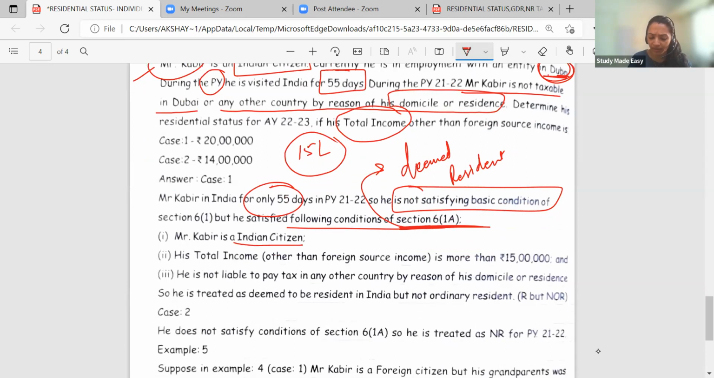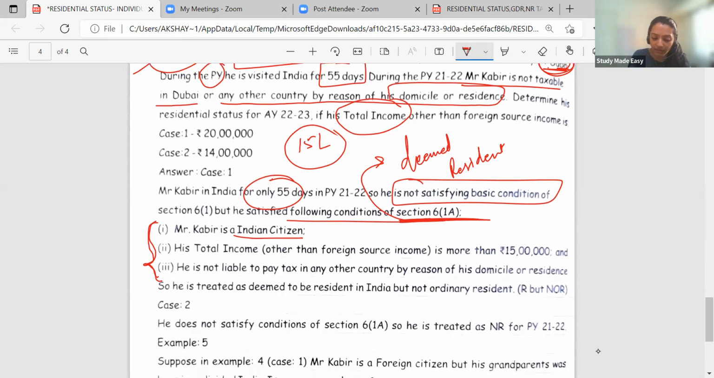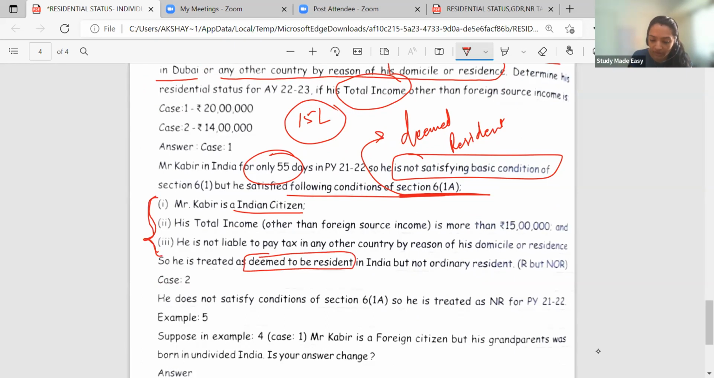Mr. Kabir, an Indian resident? Yes. You have to write all these conditions. Have you just noticed, when we were solving the question, we were reading it, I was saying this condition satisfied, this condition satisfied. They have done nothing. They have written it very cleverly so that these conditions are getting satisfied, and this is your presentation skill. You also have to analyze and write that this condition is satisfied and therefore my answer is this. So all these conditions are satisfied, so he is treated as deemed to be resident, and it is always resident but not an ordinary resident.